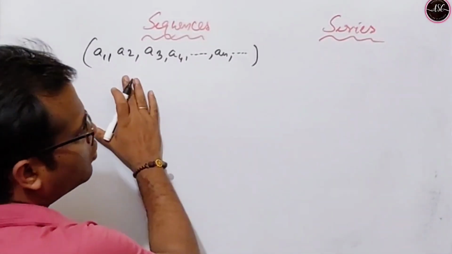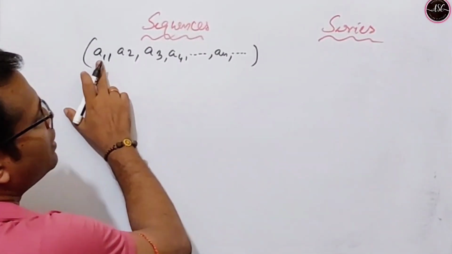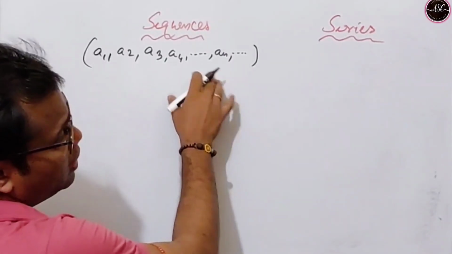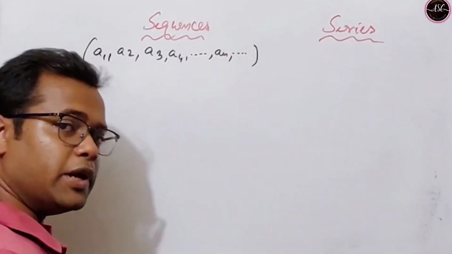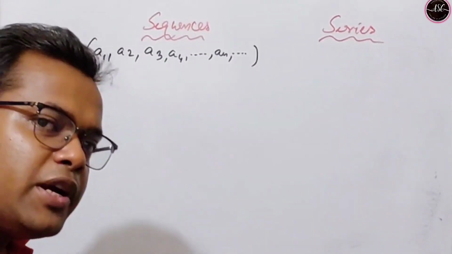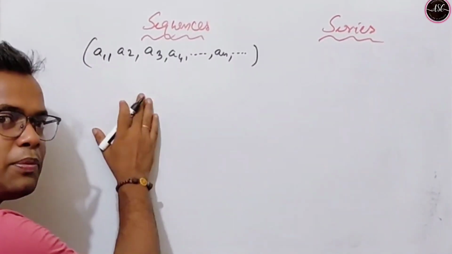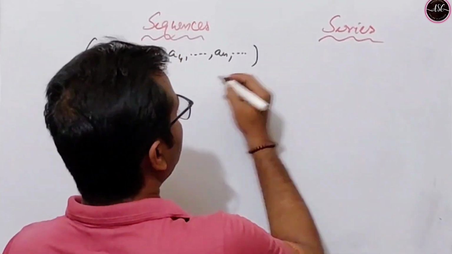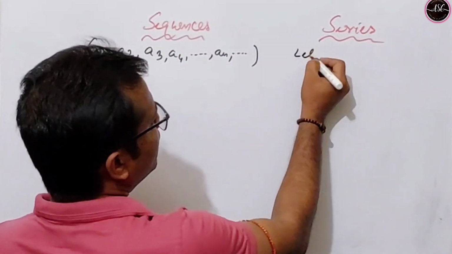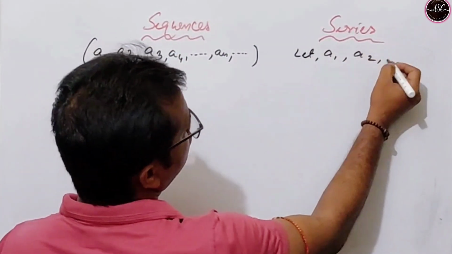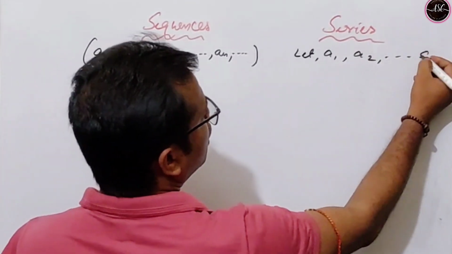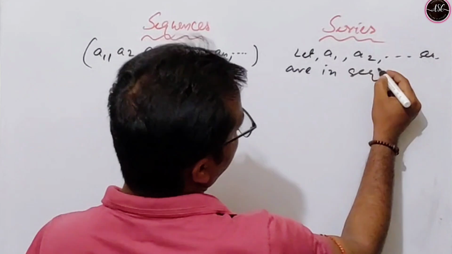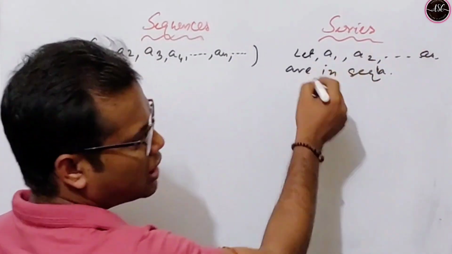In sequence we have seen that there is a1, a2, a3 up to an up to infinity. So every term is separated by comma. This type of expression is called sequence. But in series, let a1, a2, an up to infinity be in sequence. That means these terms are in sequence.